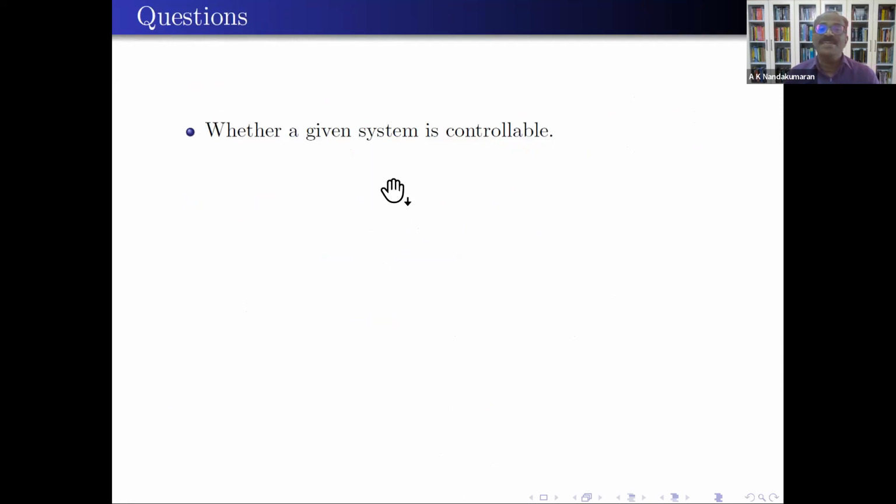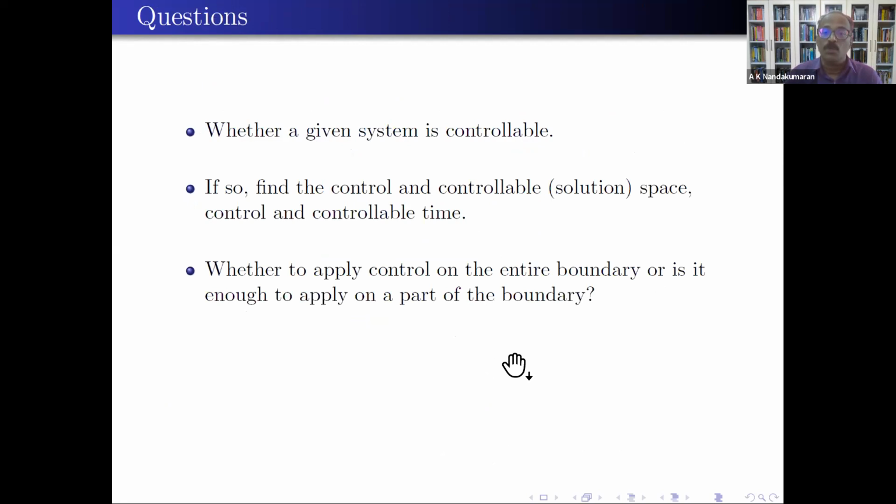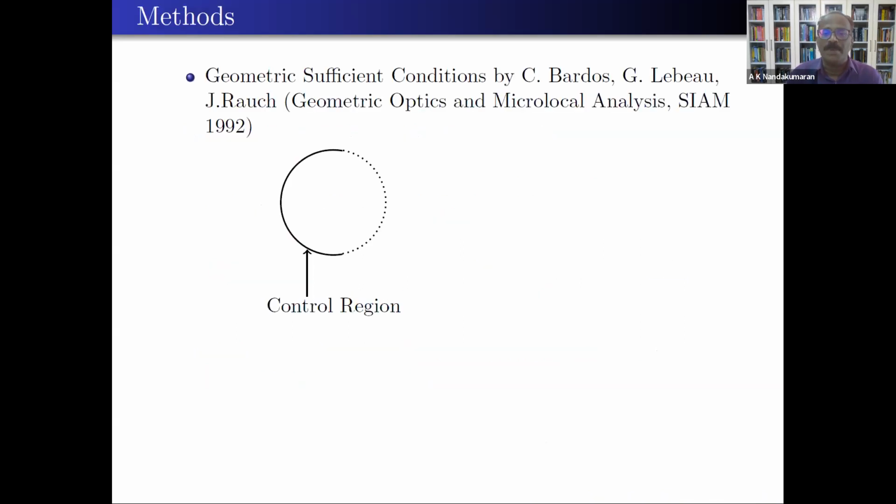So the questions in any controllability problem are whether a given system is controllable; if so, find the control, the controllable space and the controllable time; whether to apply control on the entire boundary. You can ask several questions, such as whether it is enough to apply it on part of the boundary. And find the optimal: if there is controllability, then find the best control, the optimal control, according to some criteria like energy minimization. Okay, so let me just cite one interesting paper, quite an old paper, from 1992.